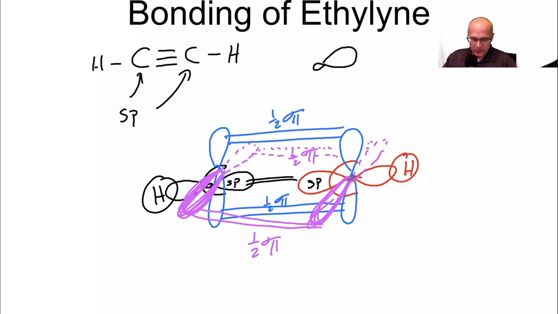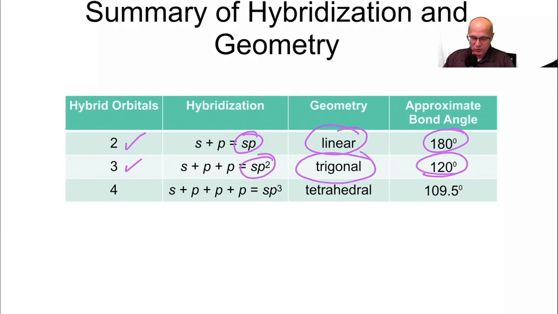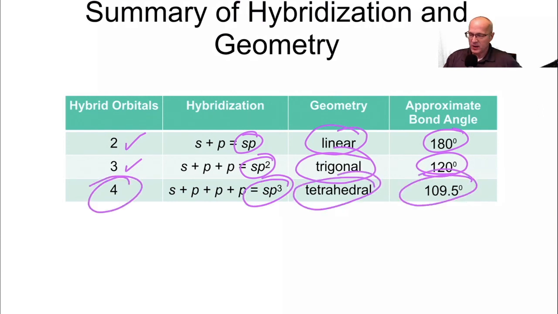And here's a summary of hybridization and geometry. If you have two hybrid orbitals, you have a linear geometry, you are 180, and you are sp hybridized. If you have three hybridized orbitals, you are sp2, your bond angle is 120, and you're trigonal. If you're sp3, you have four hybridized orbitals, you're tetrahedral, and your bond angle is 109.5.